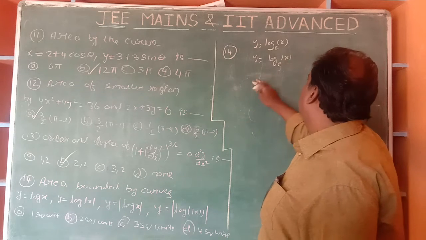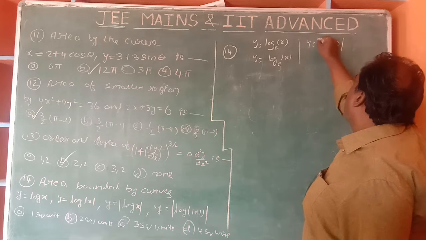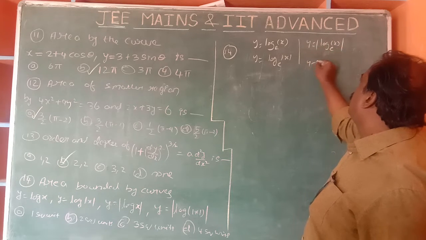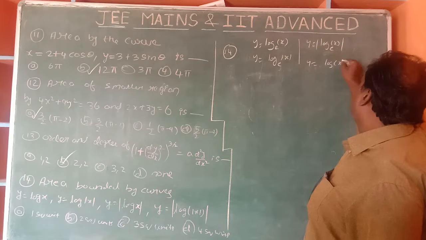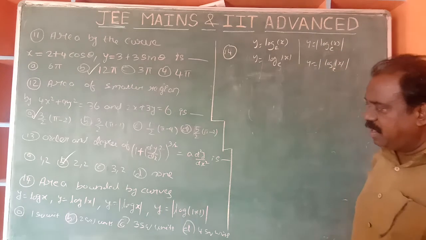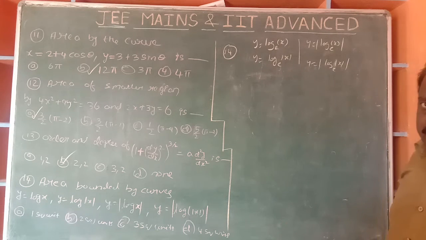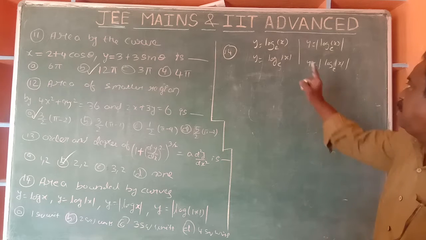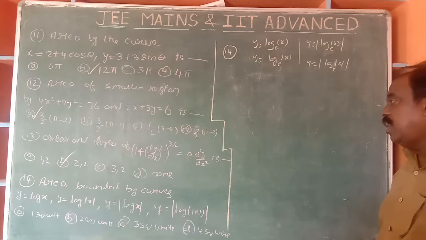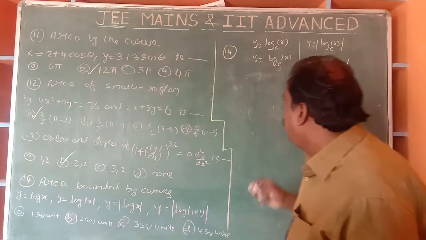Y is equal to log of mod x whole modulus to base e. Y is equal to mod x again with modulus. Like this is given. There the base is not mentioned. The rule in mathematics is, if the base or any number is not mentioned, it is understood as e. Alright, okay.